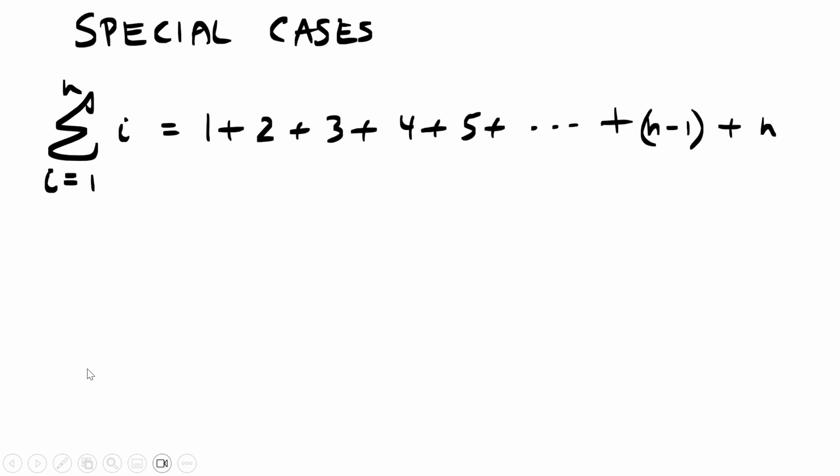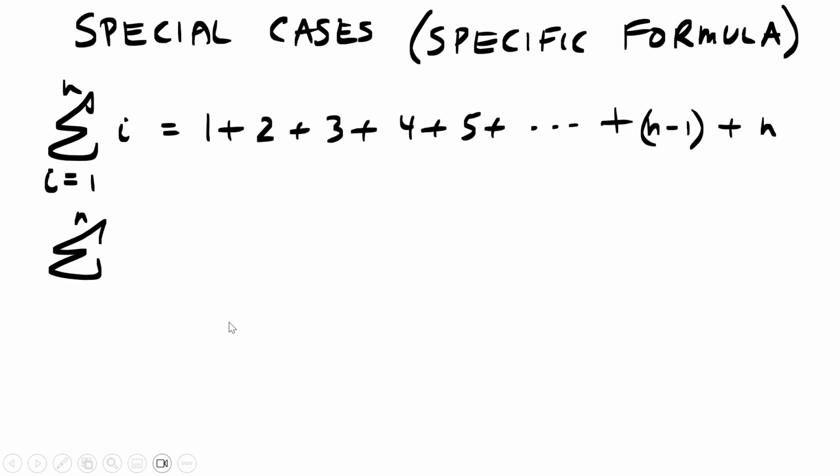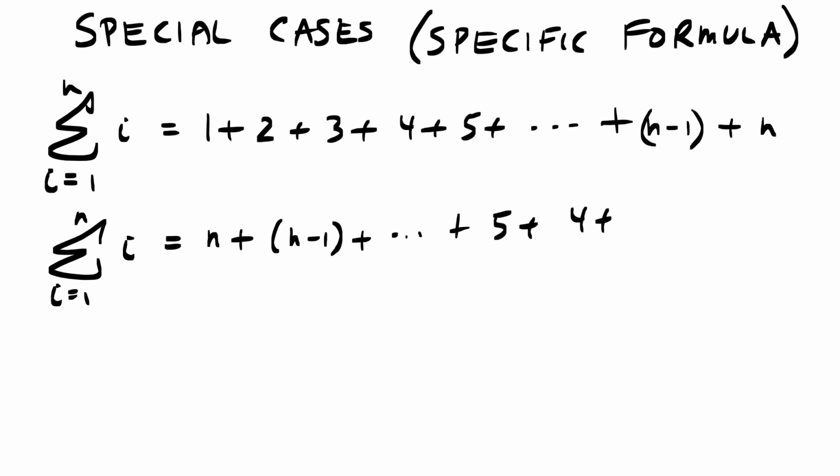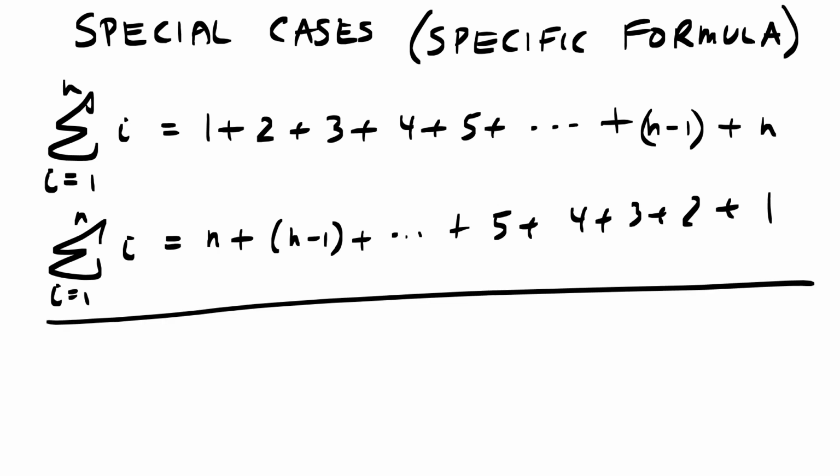If I say the exact same thing here too, I'm going to write the exact same formula here. Mine's going to start with n, then n minus 1, and I'm going to go all the way down to 4 plus 3 plus 2 plus 1. And just like Frederick Gauss, I'm going to add them up. What do I have? n times n plus 1 over all of 2.